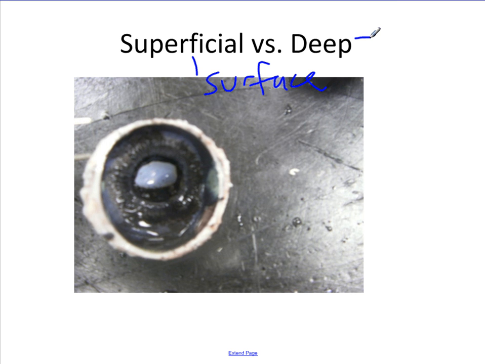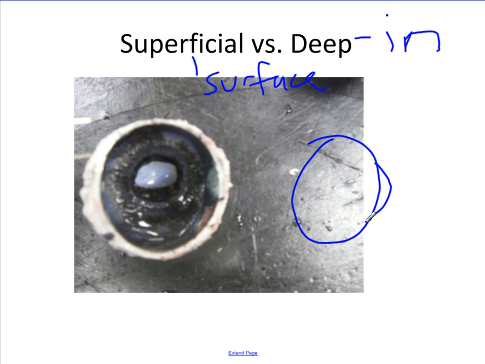And deep, well, I think deep's pretty self-explanatory. Deeper, farther in the body. Okay, so here's an example of a dissected eye. Normally the eye looks like this, right? Well, we've got a cornea sticking out there.